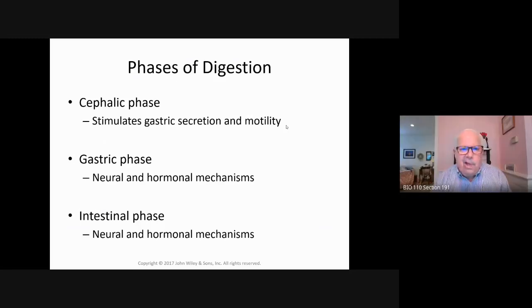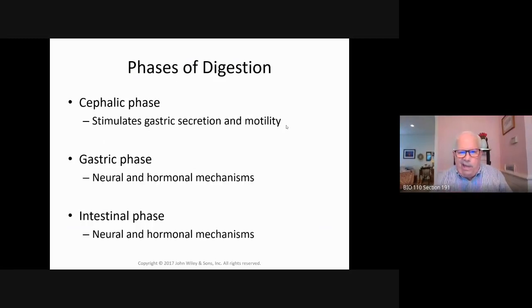Yes. Yes, because just the thought of food stimulates gastric secretion, stimulates gastric motility. When you stimulate gastric secretion, you produce hydrochloric acid. You produce pepsin. You start degrading protein. You start degrading carbohydrates. That's the cephalic phase. The thought of food will stimulate gastric secretion.